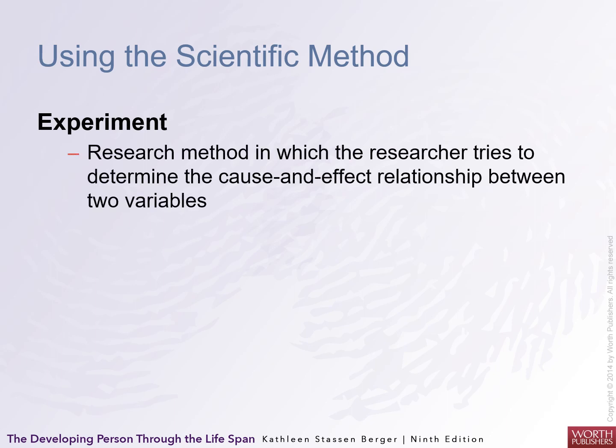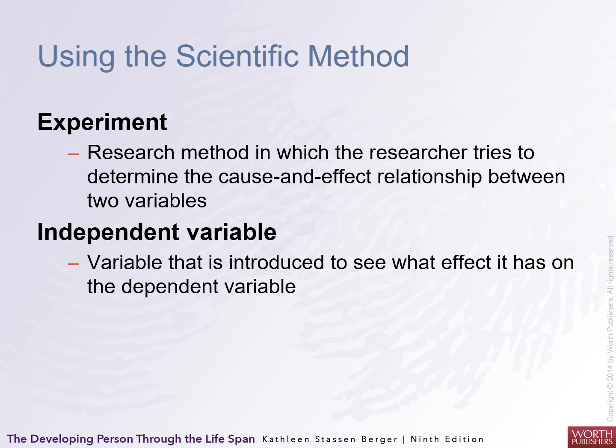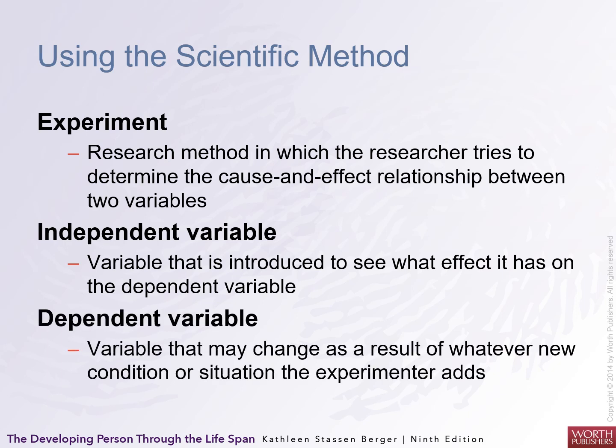Of course, the experiment is the preferred method. Research methods that actually show cause and effect relationships between two variables. Those variables being independent variables that you manipulate. This variable is introduced to see what effect it has on a dependent variable, which is the second one. Dependent variables are measurements. They change as a result of whatever new condition or situation the experimenter adds.